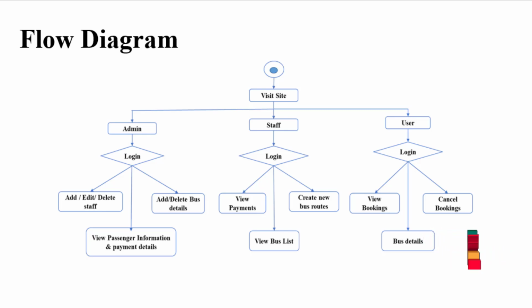Now we move to the user. The user can register. After registration, he will log in with his username and password. If the user wants to book the bus ticket, he will view the bus details and book the preferred bus tickets. After the booking, the user can view the booking information and the payment status. Now we see our output.